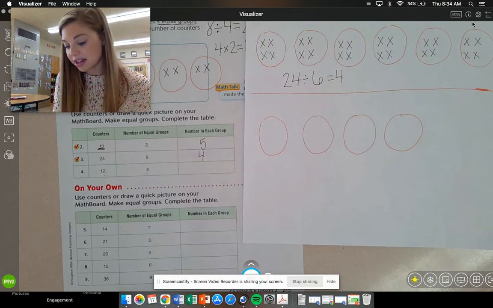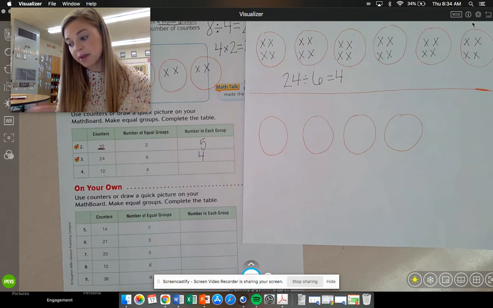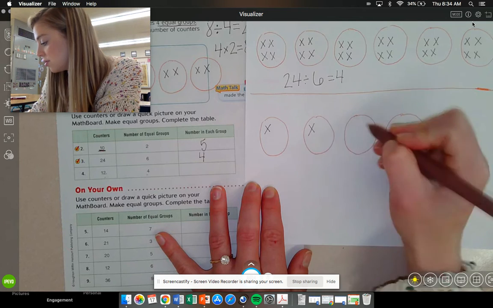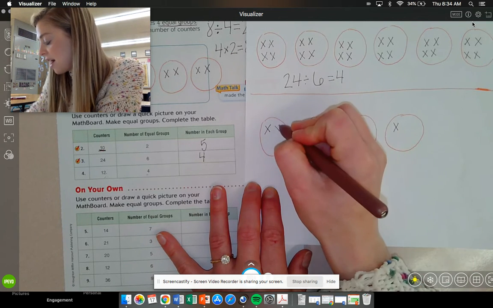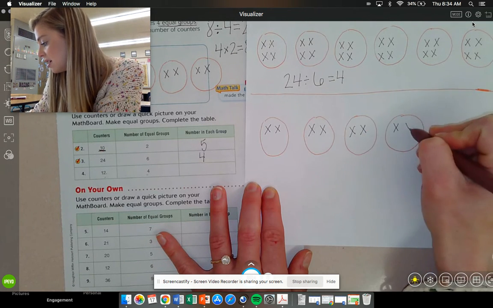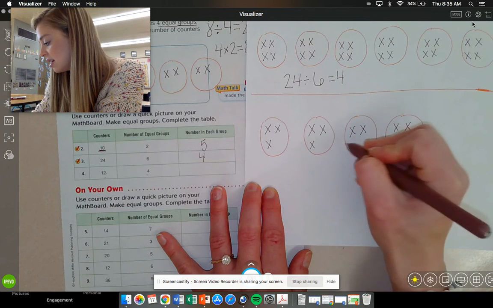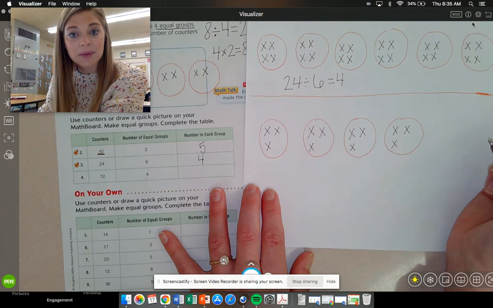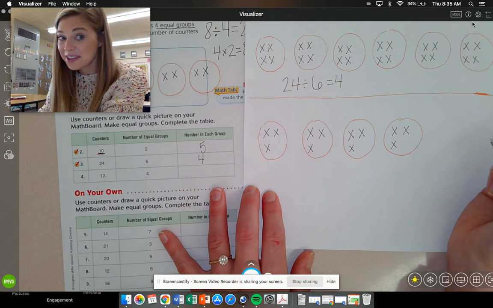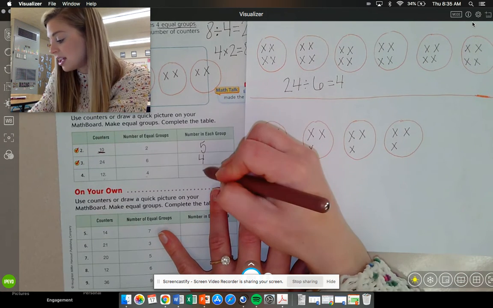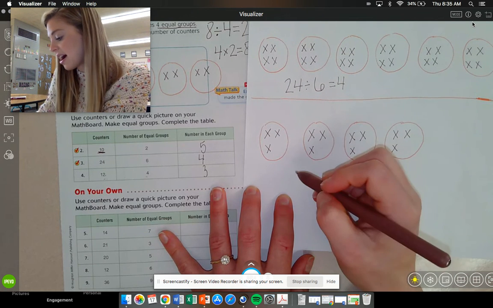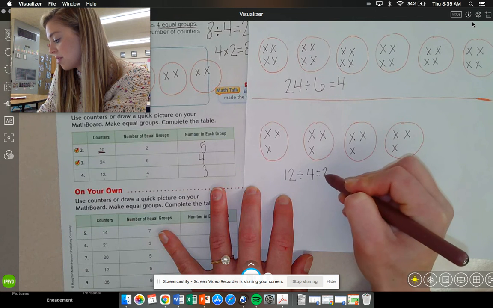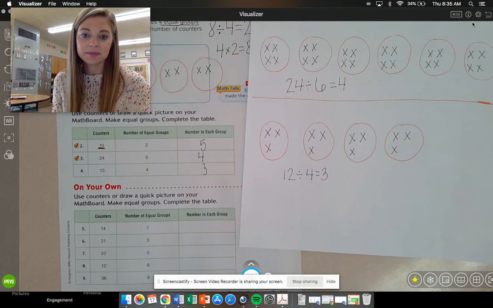All right, now that you have your answer, we are going to see if it is correct. So I'm going to put 1 in each group until I get to 12. So 1, 2, 3, 4, 5, 6, 7, 8, 9, 10, 11, 12. So did you have 3 in each group when you solved your problem? Because I did. Hopefully you did too. So that would be the answer, 3 in each group. So we have 12 counters that were split up in 4 groups, and that equals 3. 12 divided by 4 equals 3.